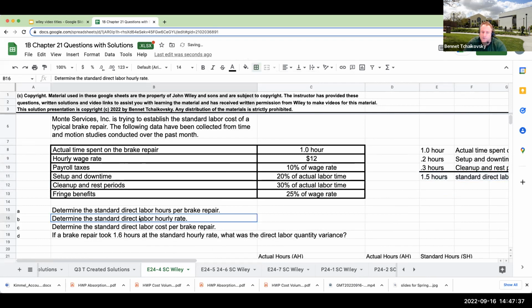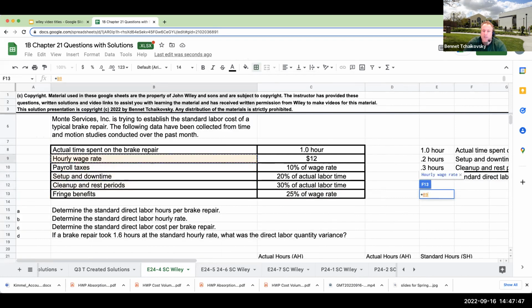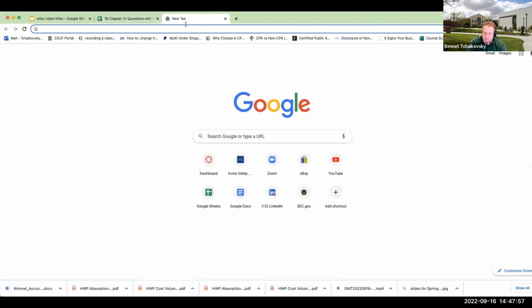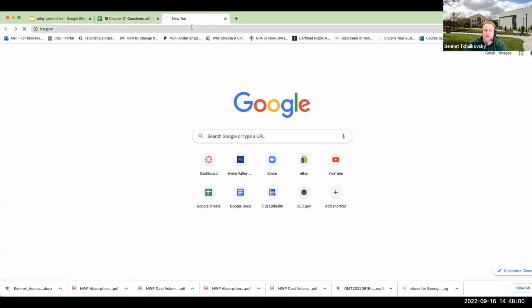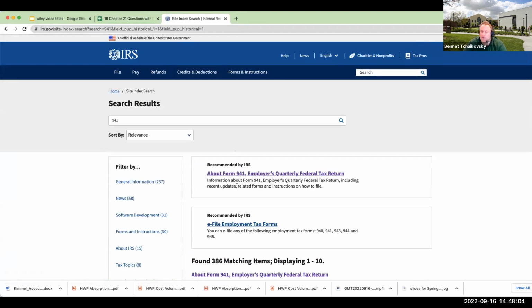Okay, now determine the standard direct labor hourly rate. For my direct labor hourly rate, I'm going to start up here with my hourly wage rate, and this is going to be $12 per hour. Now, what happens with us as employers? Well, guess what? We're going to come over here. Let's take a look at Form 940 and Form 941.